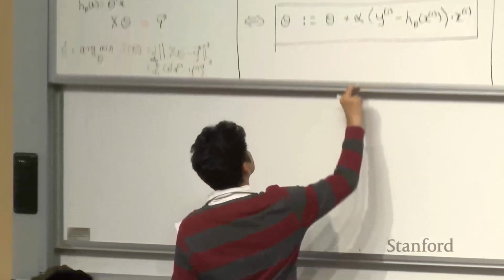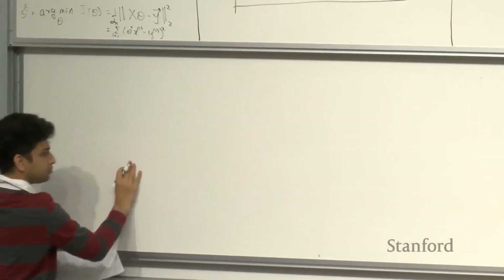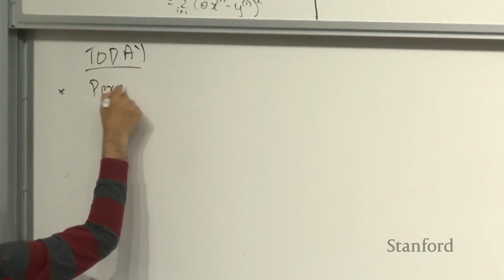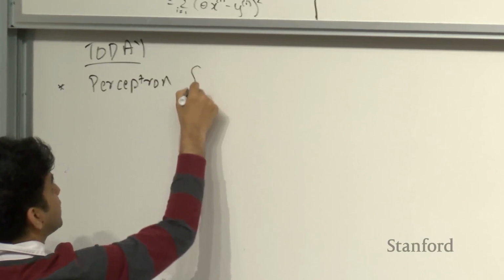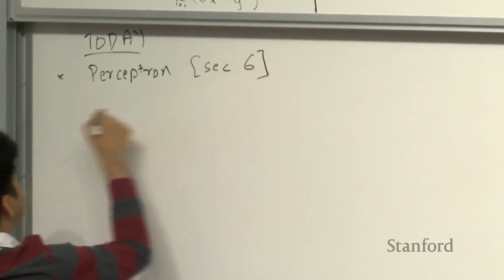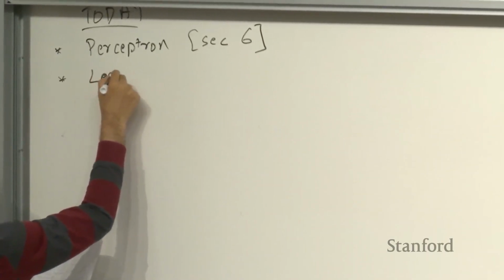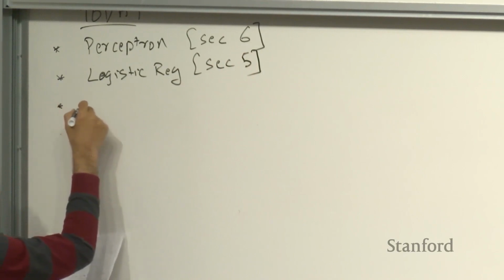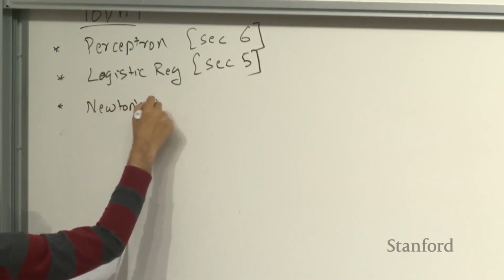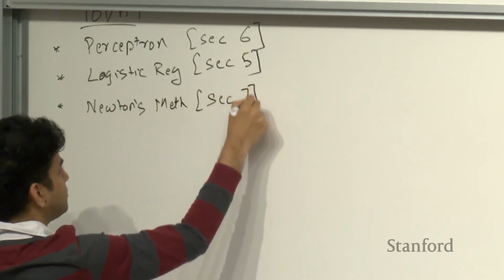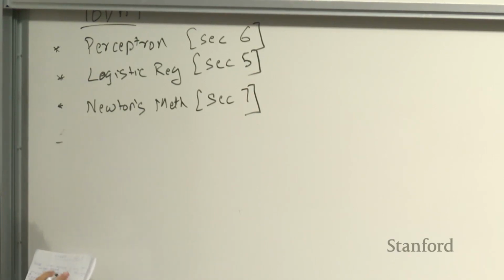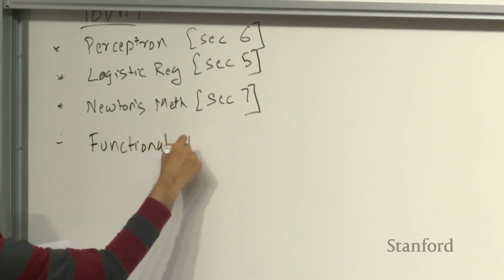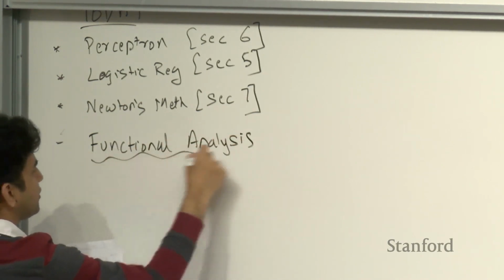So today, the plan is we're going to cover the perceptron algorithm, and this corresponds to section 6 in the notes, and then we will cover logistic regression, this is section 5, and Newton's method, that's section 7. And time permitting, we will try to do a review of some ideas from functional analysis, basically as a way to prepare ourselves for some of the future topics.